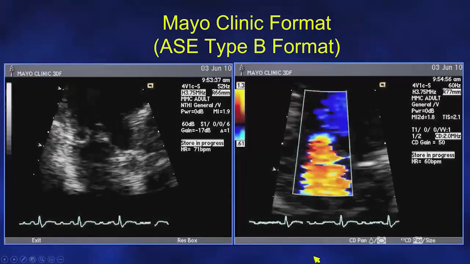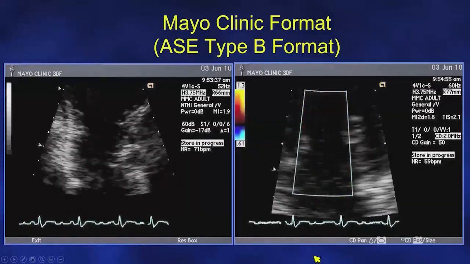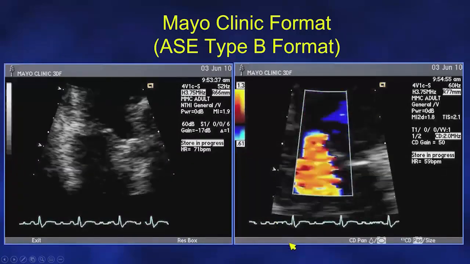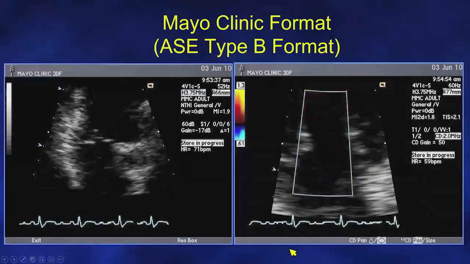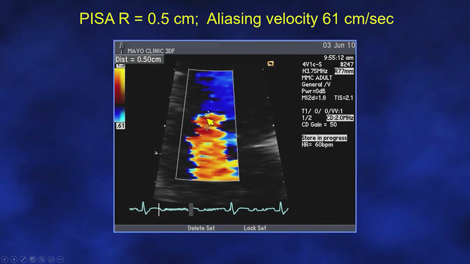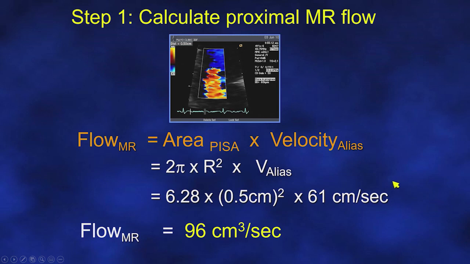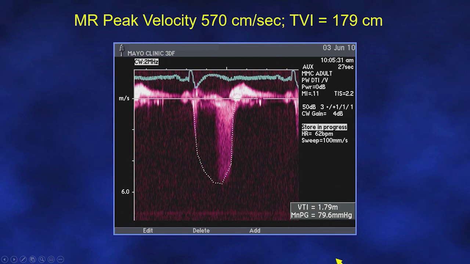So we can do our PISA calculations. We'll zoom in on it. We'll shift our baseline, which we've done here, and we'll bloom our hemisphere. We'll zoom in on it and make our measurement. And at an aliasing velocity of 61, which is still pretty high, our PISA radius was 0.5. So then we can calculate our flow, 2 pi r squared times v, and their flow is 96 cubic centimeters per second. The sonographer then made this measurement of the mitral regurgitation TVI by CW.